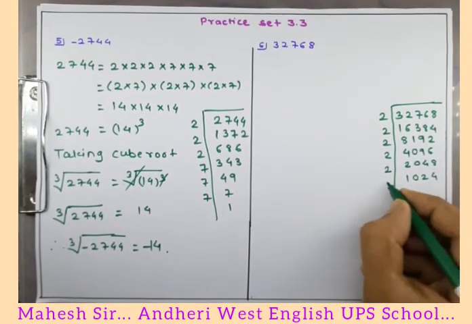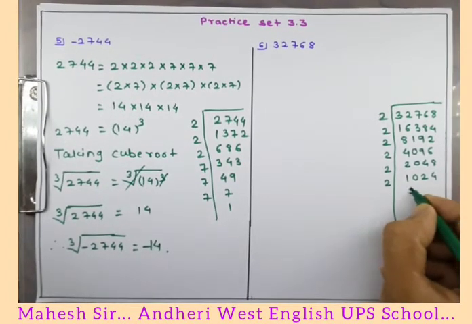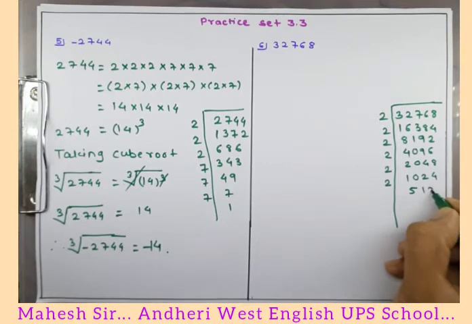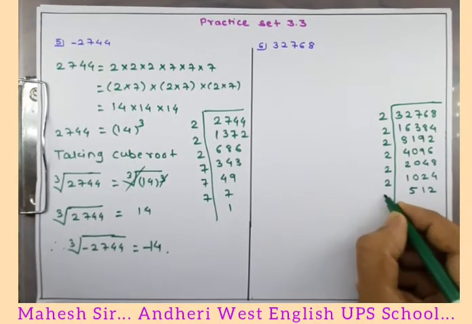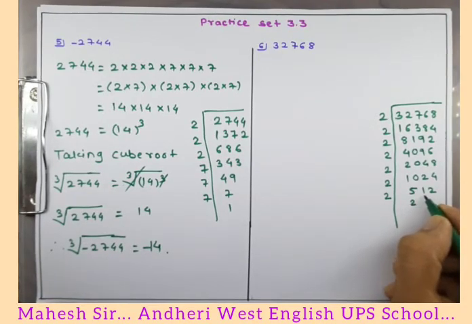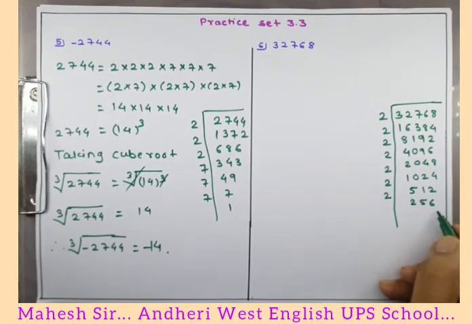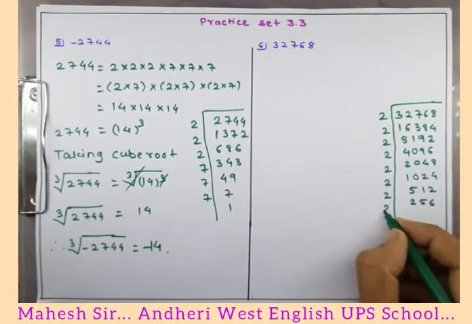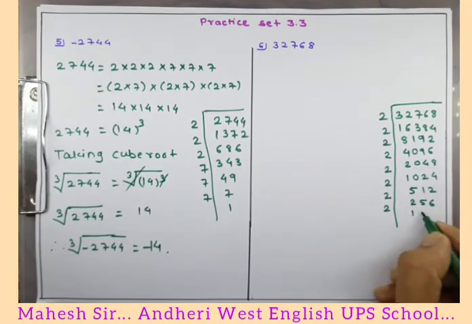Again 4 is there, so it is divisible by 2. 2 5s are 10, 2 1s are 2, 2 2s are 4. Again 2 1s are 2, 2 2s are 4, 1 is remaining, 1 is there, means 11. 2 5s are 10. At the ending 12 is there, so 2 6s are 12. Again 6 is there, so it is divisible by 2. So 2 1s are 2, 2 1s are 2, 2 2s are 4, 1 remaining, 16. So 2 8s are 16.